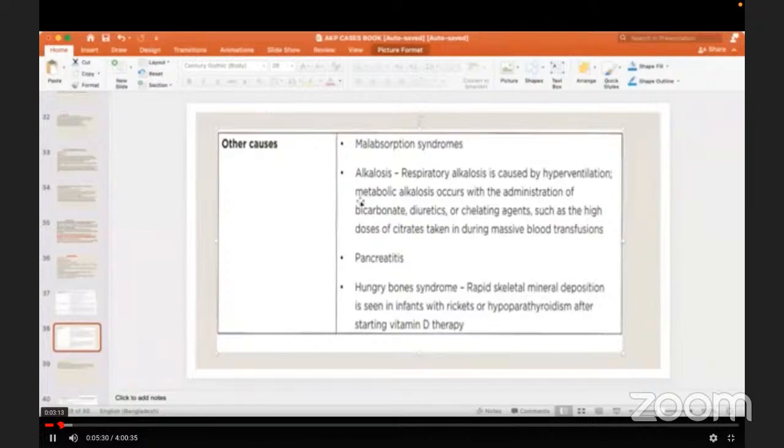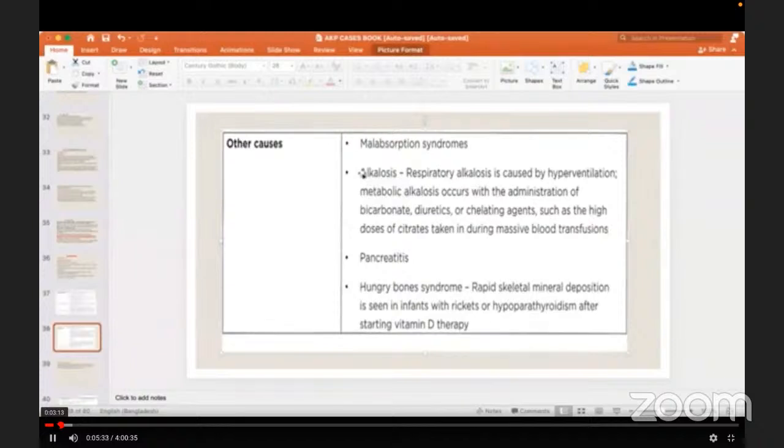Alkalosis. Now, this question is very important. What is the relation of alkalosis? Respiratory alkalosis is caused by hyperventilation. Suppose you are hyperventilating. What will happen? Carbon dioxide will wash out, so there will be respiratory alkalosis. Metabolic alkalosis occurs with the administration of bicarbonate, diuretics, or chelating agents such as a high dose of citrate during massive blood transfusion. These are the causes of hypocalcemia. So remember, there is a relation of alkalosis with hypocalcemia.